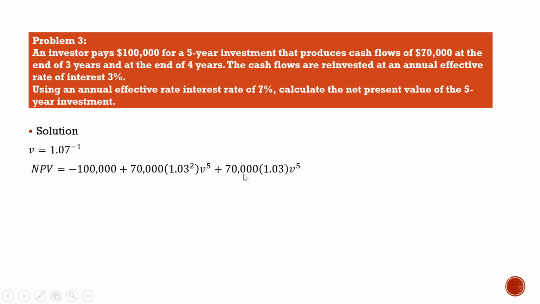Similarly, 70,000 at time 4 will accumulate to 70,000 times 1.03 at time 5. And to find the present value, we multiply by v to the 5th. So the net present value here is $4,354.796.